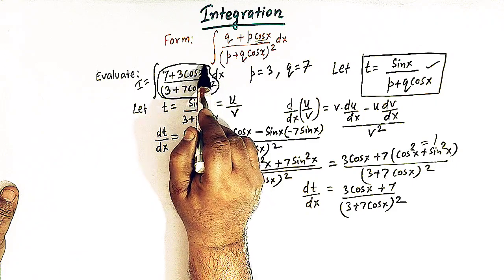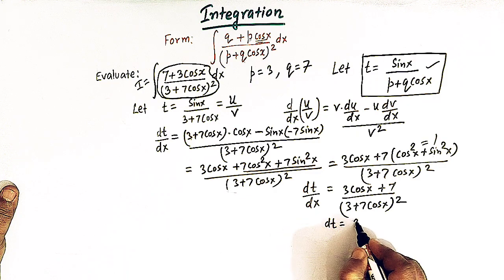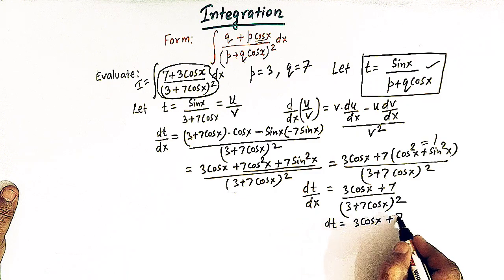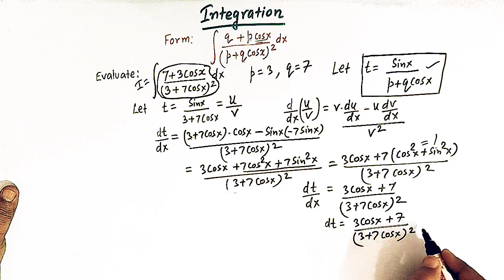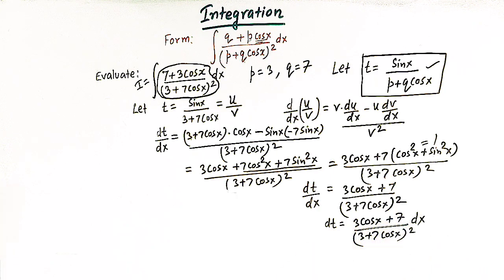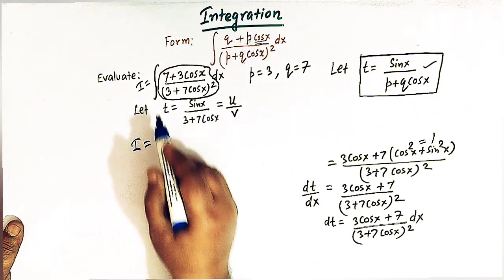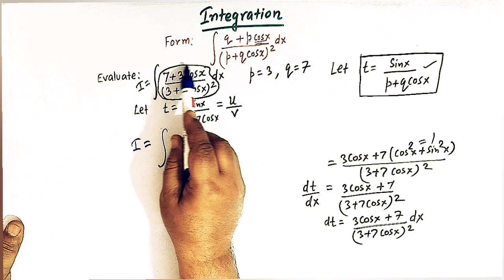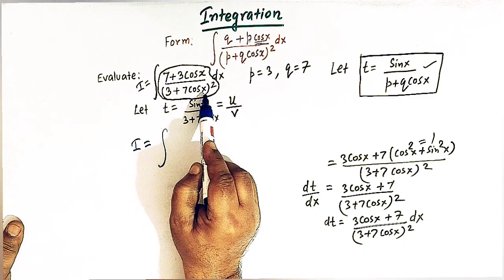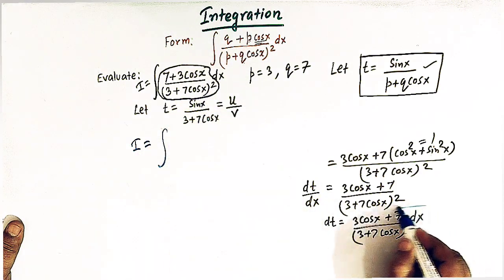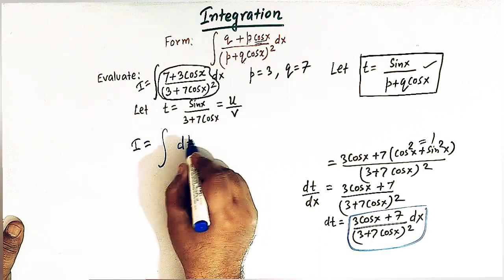and we can easily see that this is our integrand, right? So this is the integrand. So now we can write dt is equal to 3 cos x plus 7 divided by 3 plus 7 cos x whole square, and here we have dx. So now our integral takes the form 7 plus 3 cos x divided by 3 plus 7 cos x whole square dx. This expression is equal to dt, right?